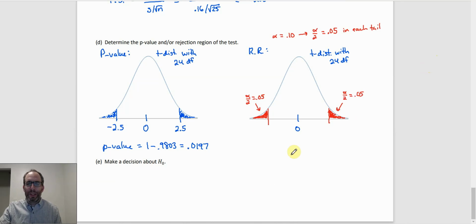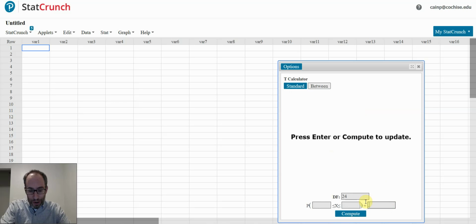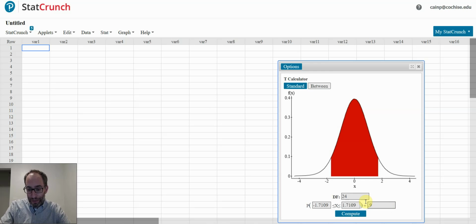I guess really we only need the lower cutoff in a way, because we already know the test statistic's negative, so it's not going to end up in the right tail. That's kind of impossible. But let's see. What we're going to need now is, I guess you could do it as if you wanted a 0.9 in the middle. And you'll get 1.711, negative 1.711.